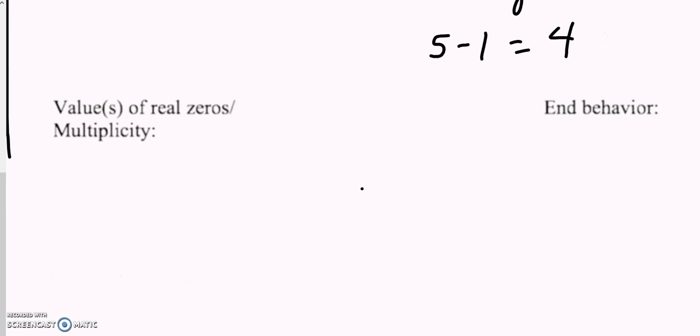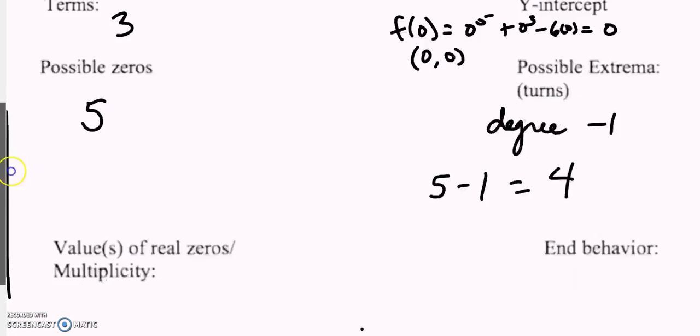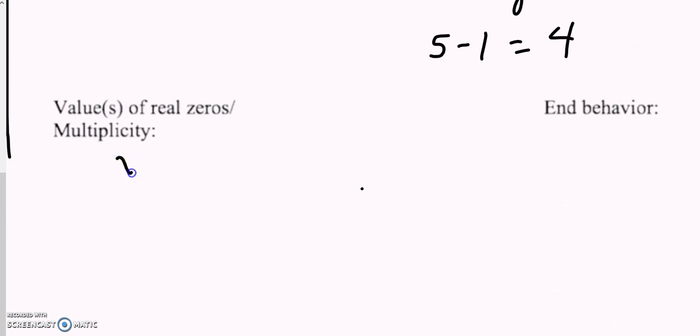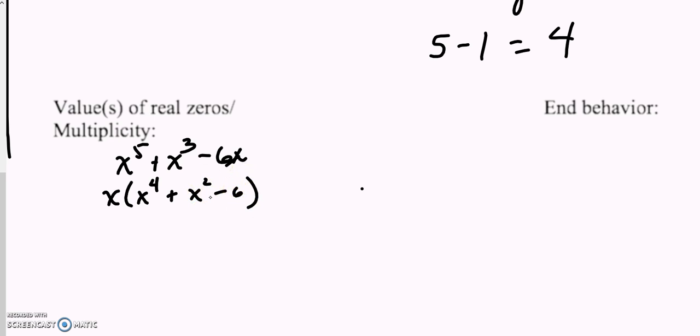For the values of real zeros and the multiplicity, the function was x to the 5th plus x cubed minus 6x. So in order to find the real zeros, let's go and factor this. I can take an x out of each term. And I notice that what remains on the inside of the parentheses is an even power and no power, which means I could write this next polynomial as a product of 2 quadratics.